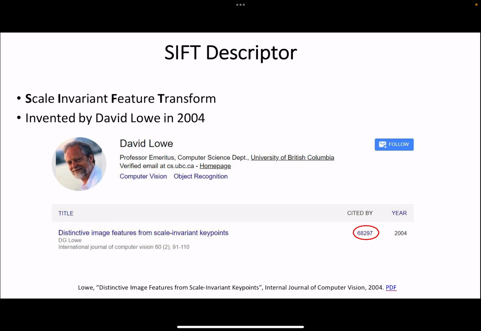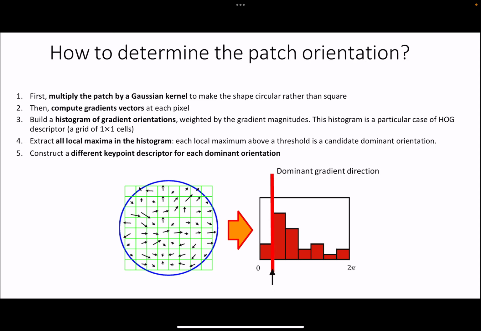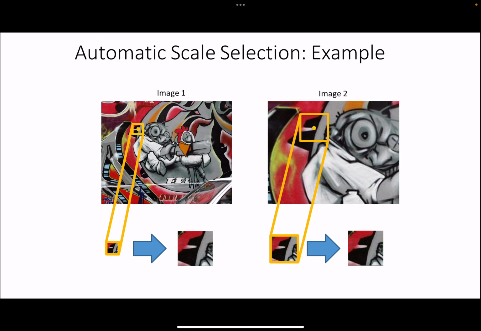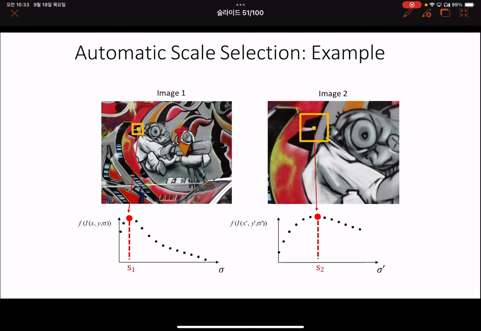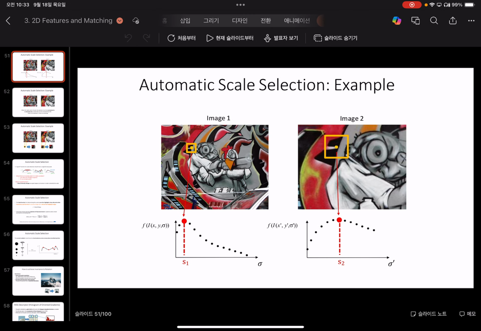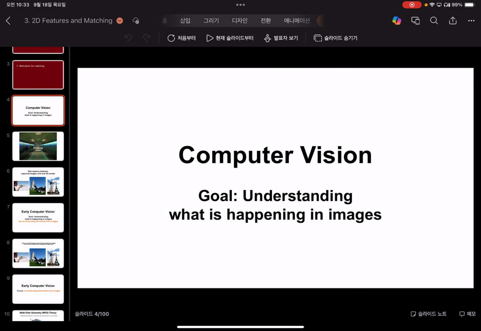So let's briefly recap what we learned in previous class. So basically we studied some matching algorithms. So why do we learn matching algorithms?